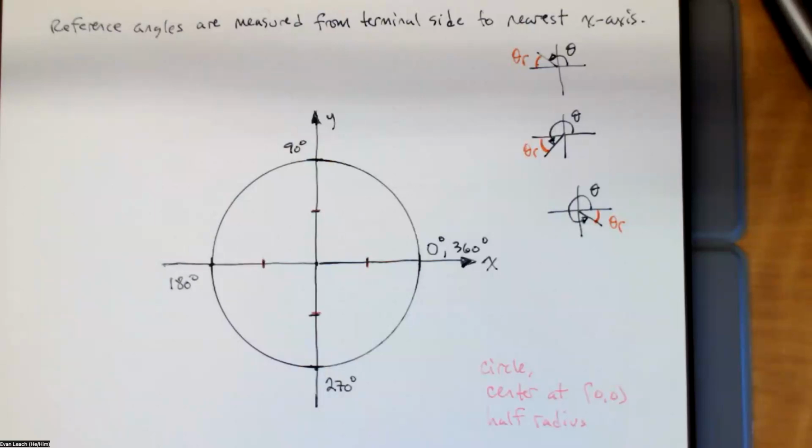So we have angles in standard position, and we want to be able to identify where the reference angle is. The reference angle goes from the terminal side to the nearest part of the x-axis. So the reference angle will always be an acute angle.